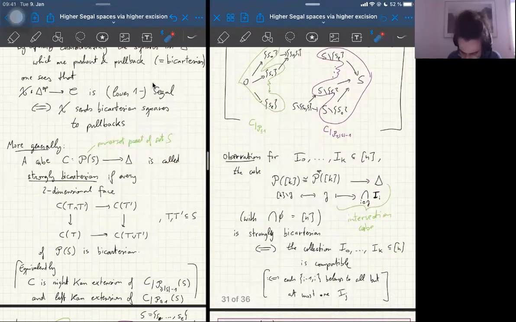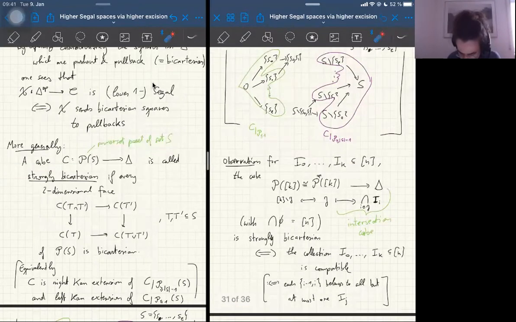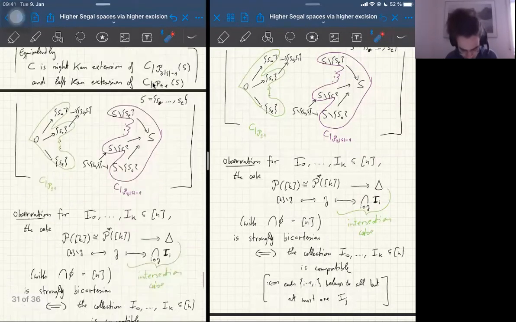And if we have a square of this specific shape where I have some subsets of n and then take all their intersections, one has to pass to the op here, but that's just so that this functor works out, since a power set is canonically isomorphic to its opposite. So this cube, which contains all the intersections, is strongly bicartesian if and only if this collection is compatible. So this compatibility condition really amounts to saying that this canonical cube which you get is strongly bicartesian. So every two-dimensional face is both a push-out and a pullback.